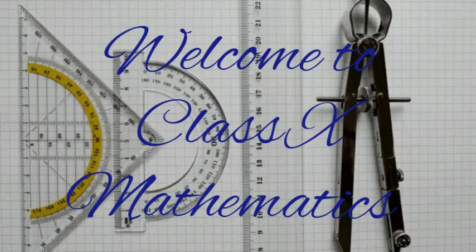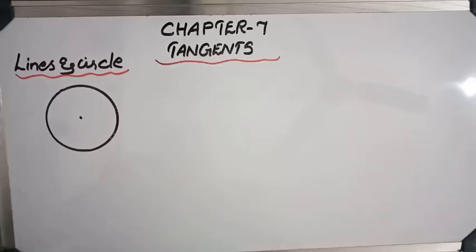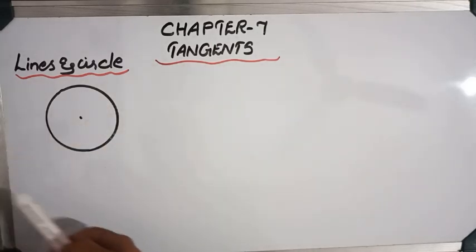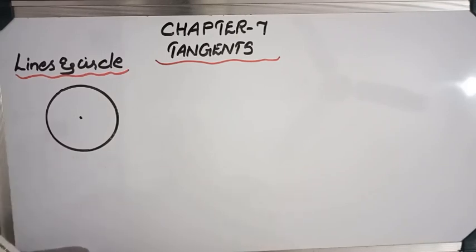In this video, we are going to learn a new chapter. Our next chapter is chapter 7, tangents. Here we have a circle. About a circle, so many things we already learned. Center is there, radius, diameter, and in 9th standard you have learned about chord also. Okay. Then next is tangents.